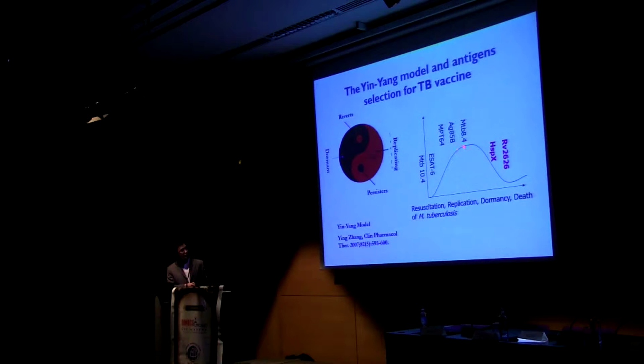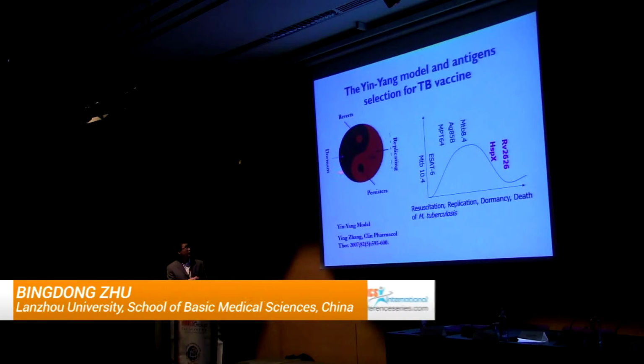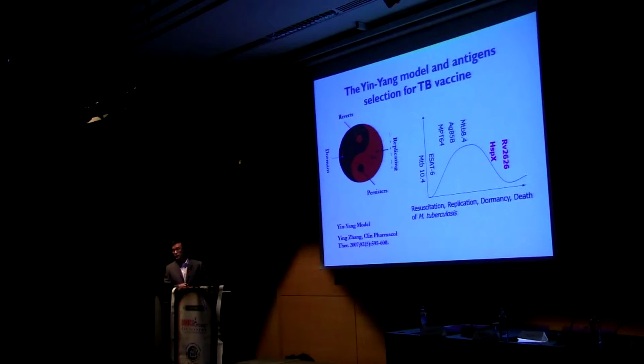This is the growth curve of bacteria. Some antigens such as ESAT, MTB10.4, MPT64, antigen 85B, and MTB8.4 are highly expressed in replicating bacteria. HspX and RV2626 are highly expressed in the dormant stage.